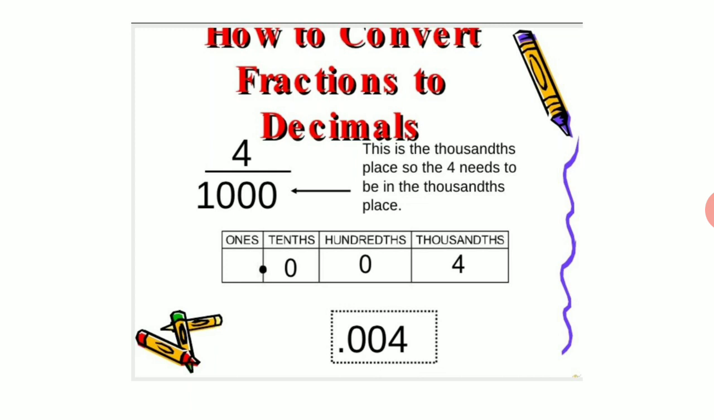Suppose, children, a number is given which is a single number on the numerator and is divided by 1000, then we read it as 4 by 1000. Here 4 is there, and we are dividing 4 by the thousands place. So when we are dividing 4 by 1000, in the decimal place value chart your 4 is coming in the thousands place.